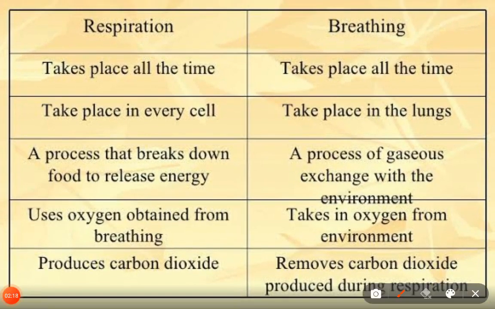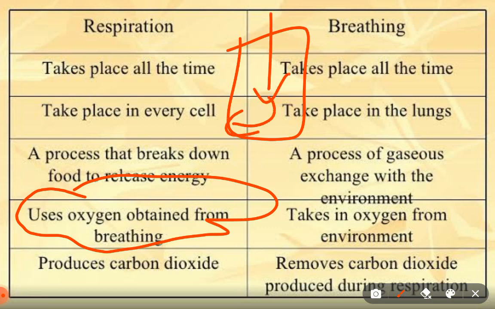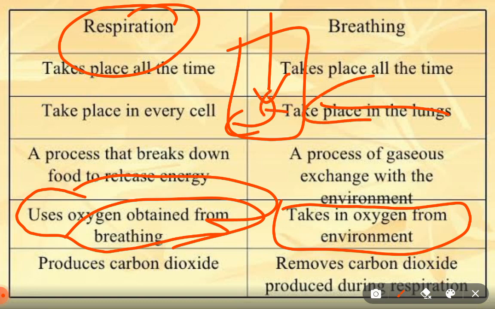Next, now respiration uses oxygen obtained from breathing. So as a result of breathing, oxygen comes into your lungs, and from there it goes to each and every cell. So the process of respiration uses oxygen obtained from breathing, and breathing takes in oxygen from the environment. So breathing comes first, it takes oxygen from the environment, and once the oxygen is in the body, in the lungs, it goes to each and every cell.